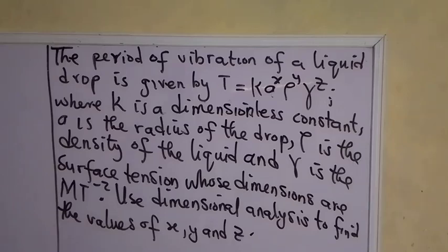whose dimensions are M T raised to power minus 2. Use dimensional analysis to find the values of x, y, and z. Of course, this is taking us back to dimensional analysis, major use of M, L, and T. Of course, they helped us to make it easier by giving us the dimensional value for surface tension. Now let's see how we can do this quickly.